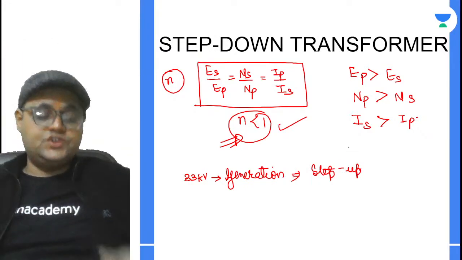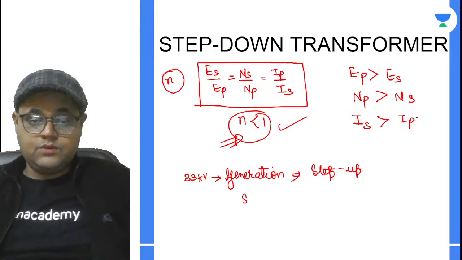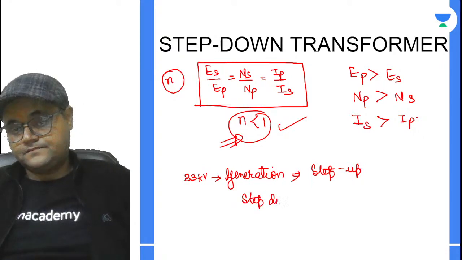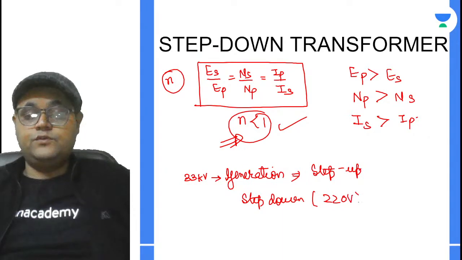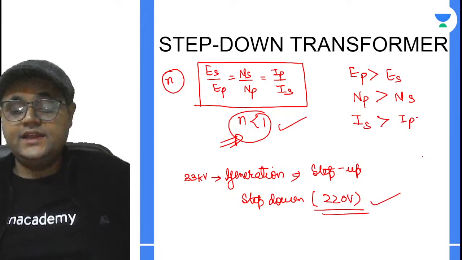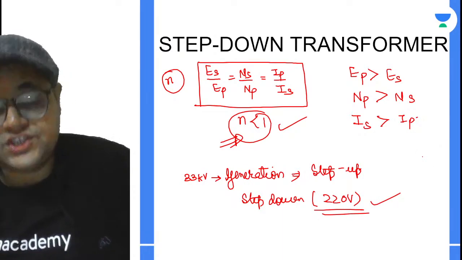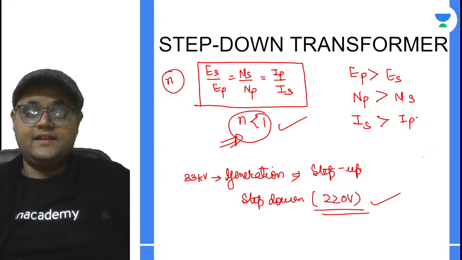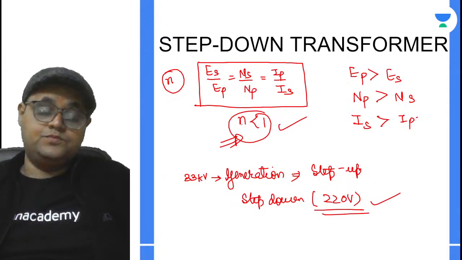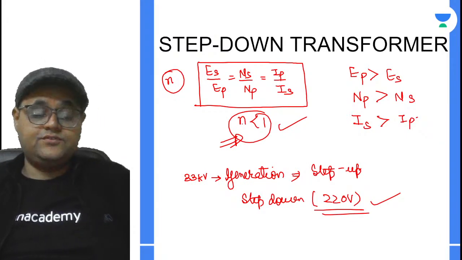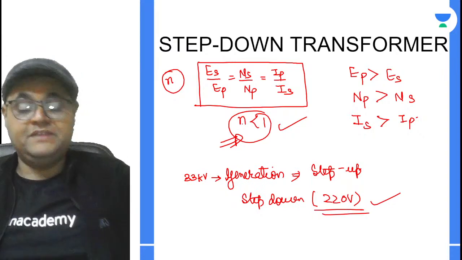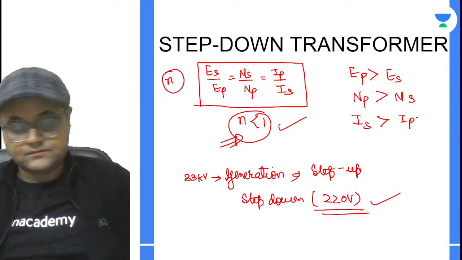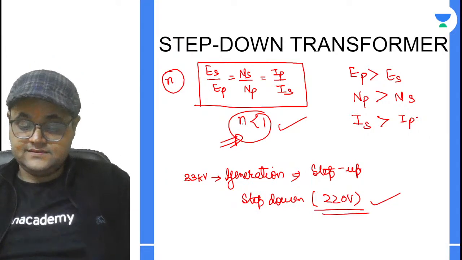Later on, at the distribution point, we use a step down transformer. Why? Because ultimately we have to step down the voltage to 220 volts, because 220 volts is the voltage that we are actually going to use. So we use both step up and step down transformers in the generation and the transmission of the power. I hope you understand this.